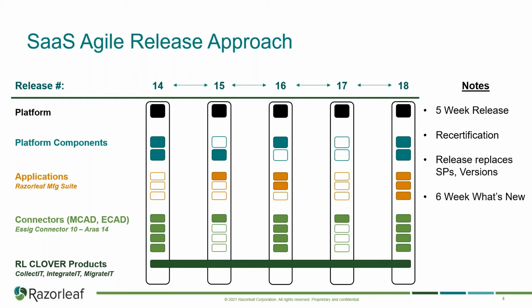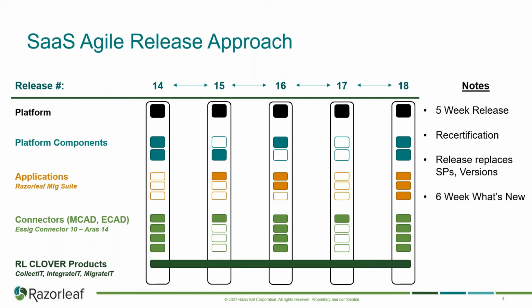So I'm a visual person. I like visual slides to try to describe these types of things. If we take a look at this slide, what we're showing is the new SaaS/Agile release approach of Aras. Again, if you're on 12 today, then you will still need to log your ticket and upgrade to 14. After you're on 14, as you can see across the top line, the platform will always be released into these releases. So 15, 16, 17, 18.